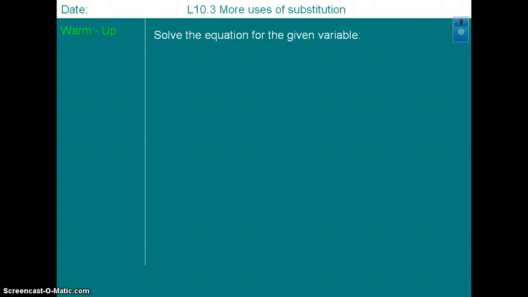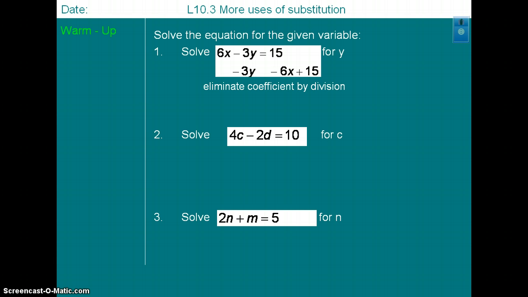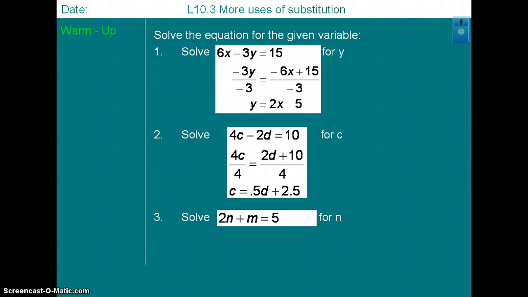A warm-up for you: solve the equation for the given variable. Go ahead and press pause and take the time to do each of these examples. Hopefully you've come up with something that looks like this. y equals 2x minus 5 for the first equation. Solving for c in the second equation, hopefully you've come up with something like this. c equals 0.5d plus 2.5.